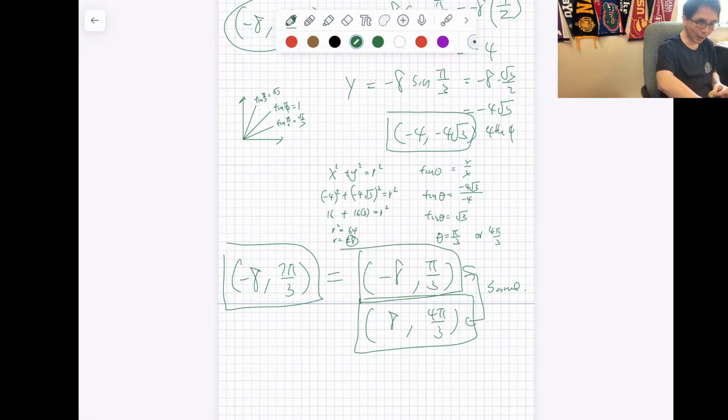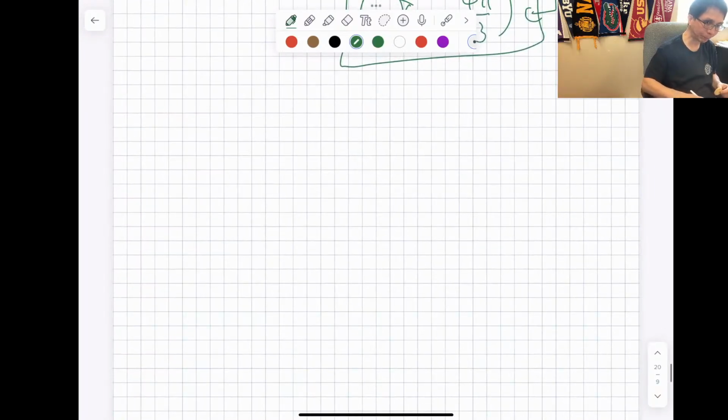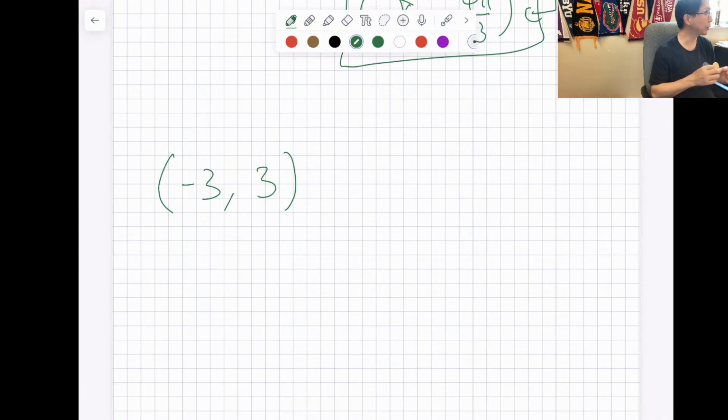So right now, I'm going to ask you to convert this one. Negative 3 to 3. I want you to convert this to two different types of polar coordinates. Give me two different types. One with positive r, one with negative r.